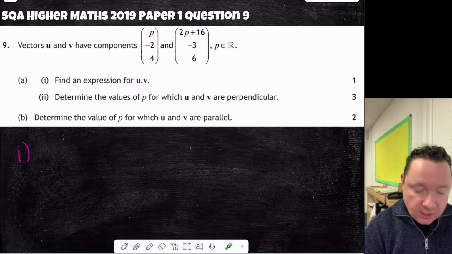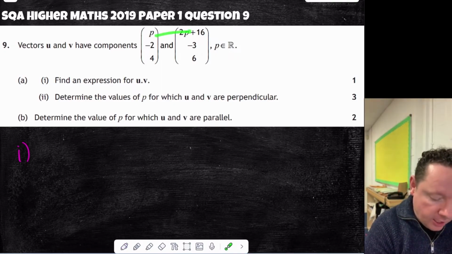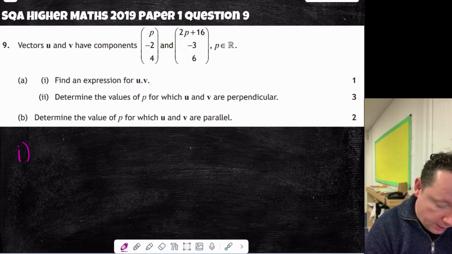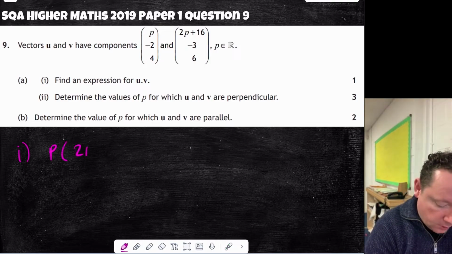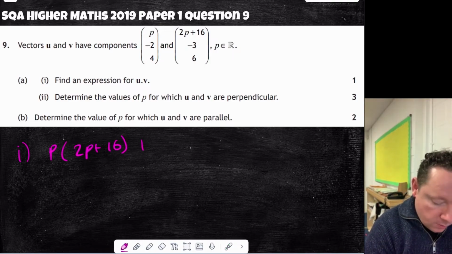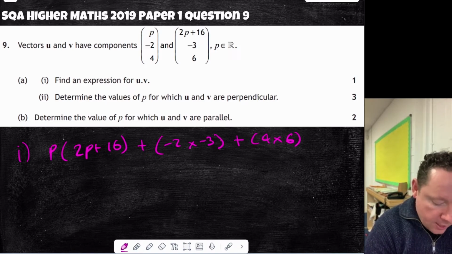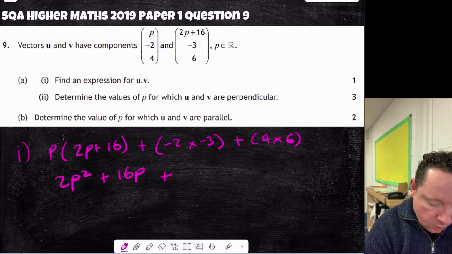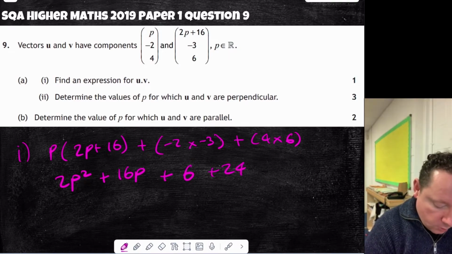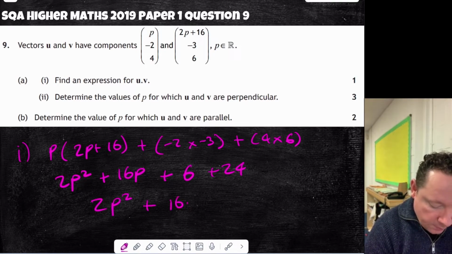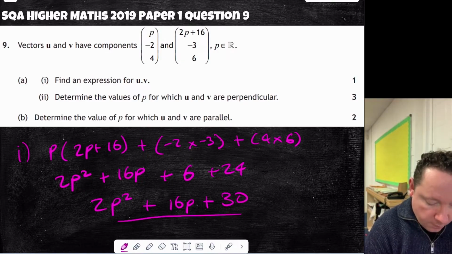If you forget, it's either got an angle in it, or it is times each element, then plus the second element, then plus the third element, all times together. So I can just write that down. I've got p times 2p plus 16, plus -2 times -3, plus 4 times 6. So then we can just simplify that, expand my bracket. I get 2p squared plus 16p plus 2 3's are 6, minus times a minus is a plus, 6 4's is 24. So that's 2p squared plus 16p plus 30 is our simplified u dot v.